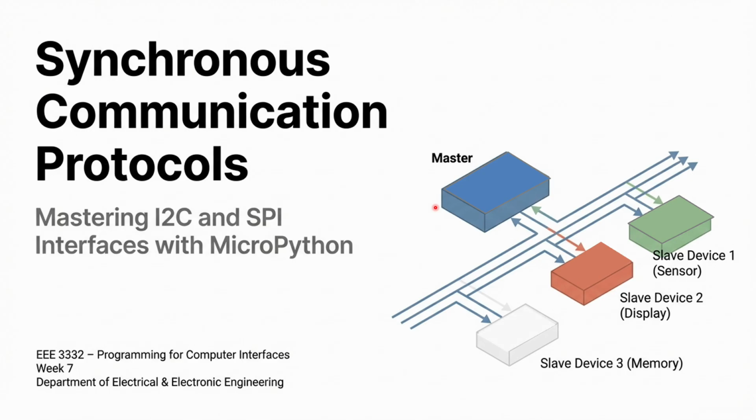Synchronous protocols this week are like a professional boardroom meeting. In this boardroom, we have one master, which is your microcontroller, who runs the meeting, and several slave devices, which are your sensors and display who listen. To make sure nobody talks over each other and that everyone stays perfectly on time, we use a shared clock, basically a metronome that keeps the whole group in sync.